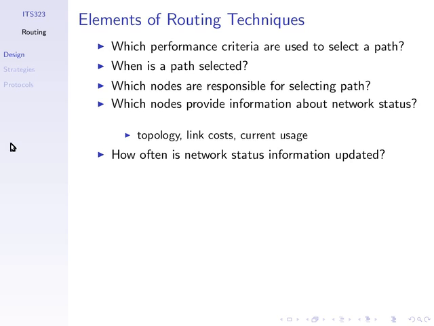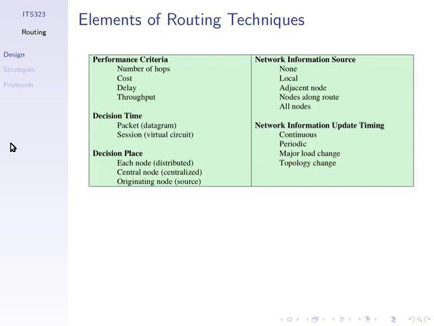So what information do you collect? Which nodes provide this information about the topology, the costs, the current usage? And how often do we update that? Some examples of those issues are listed here. Some typical ways for measuring what is the best path, that is, what is the cost we assign to links, include number of hops. Remember, the hop is the traversal of a single link.